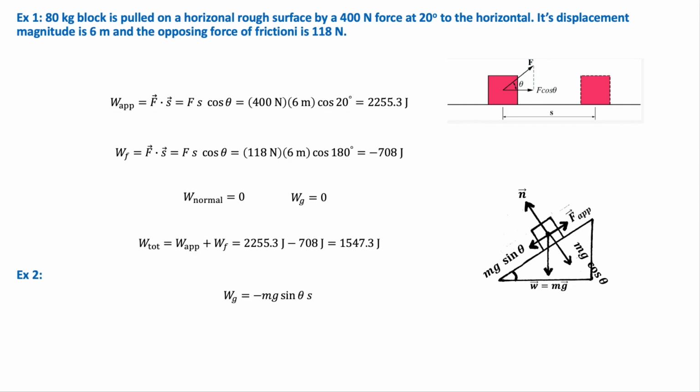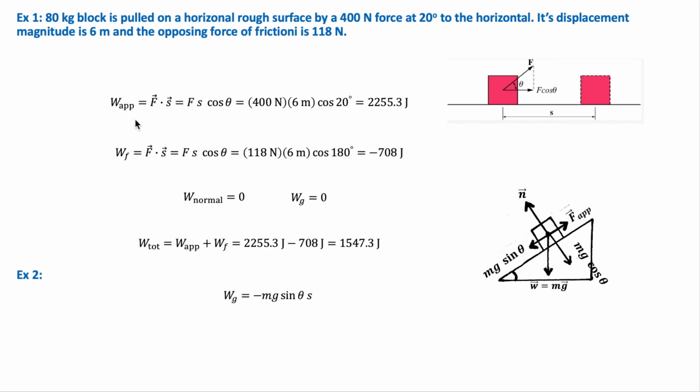As an example, let's consider an 80 kilogram block that is pulled on a horizontal rough surface, so there is friction, by a force of 400 Newton that is at an angle of 20 degrees to the horizontal. The displacement of the block is 6 meters and the opposing force of friction is 180 Newton.